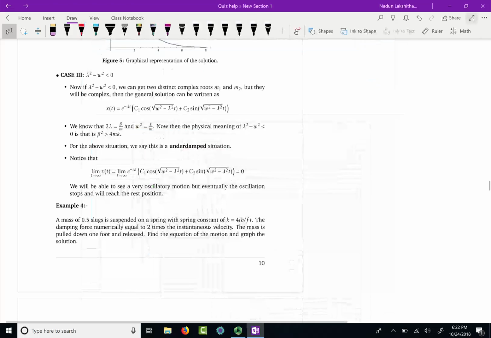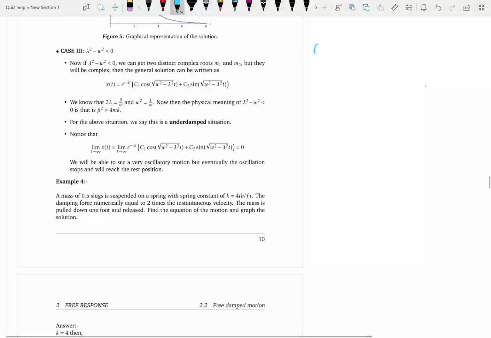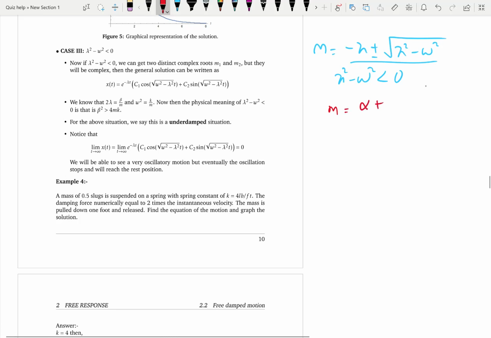Alright, so let's talk about the third case. So we had our roots negative lambda plus or minus square root of lambda square minus w square. So if lambda square minus w square is negative, you get complex roots. Okay, so let's use simple notation. Let's say we got our roots to be alpha plus or minus beta i. That is the standard notation that we used, right?